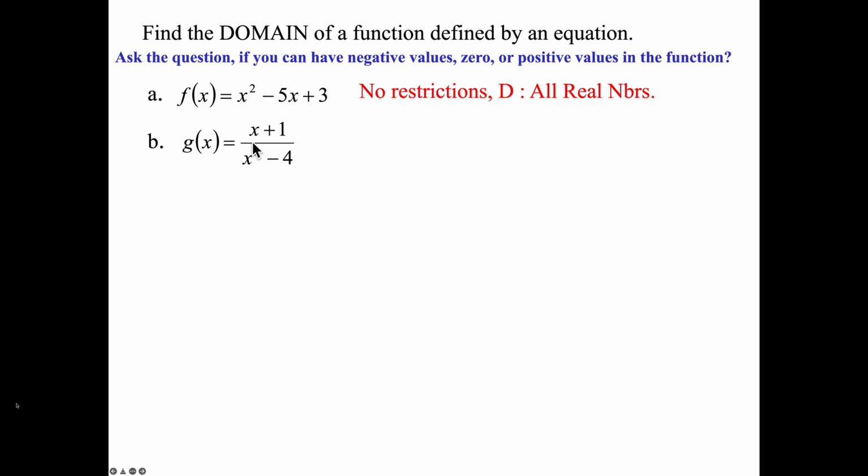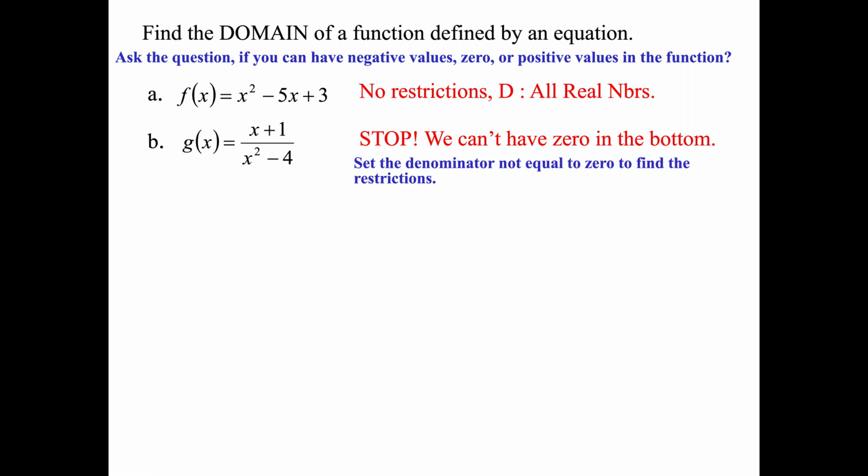Fraction means to divide. Okay. Can I divide by negative numbers? Yes. Can I divide by positive numbers? Yes. Can I divide by a 0? No. We can never have the denominator with a 0 in it. Okay, we have a restriction. Take that denominator, this is where we don't want a 0 to be, and set it not equal to 0 and solve it for x.